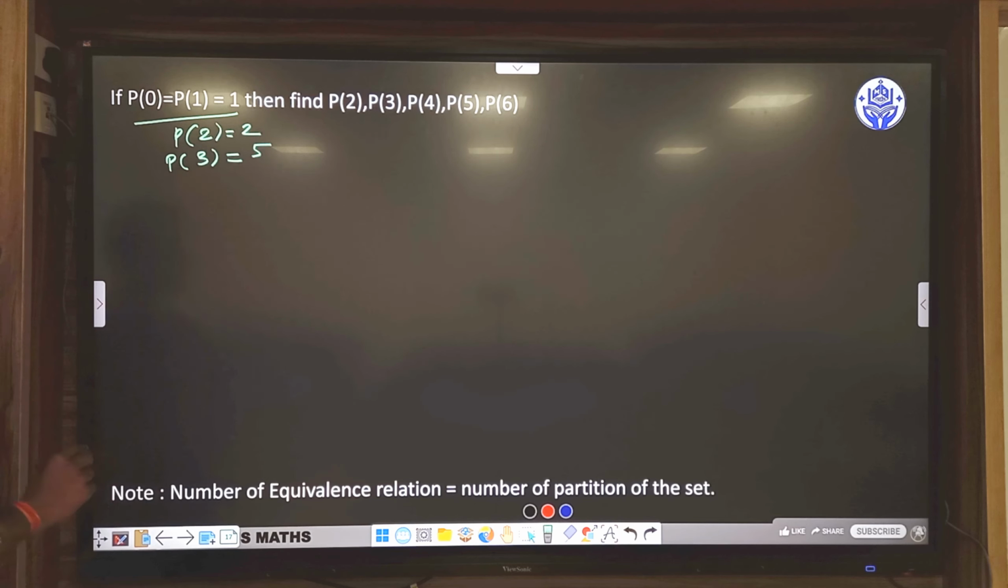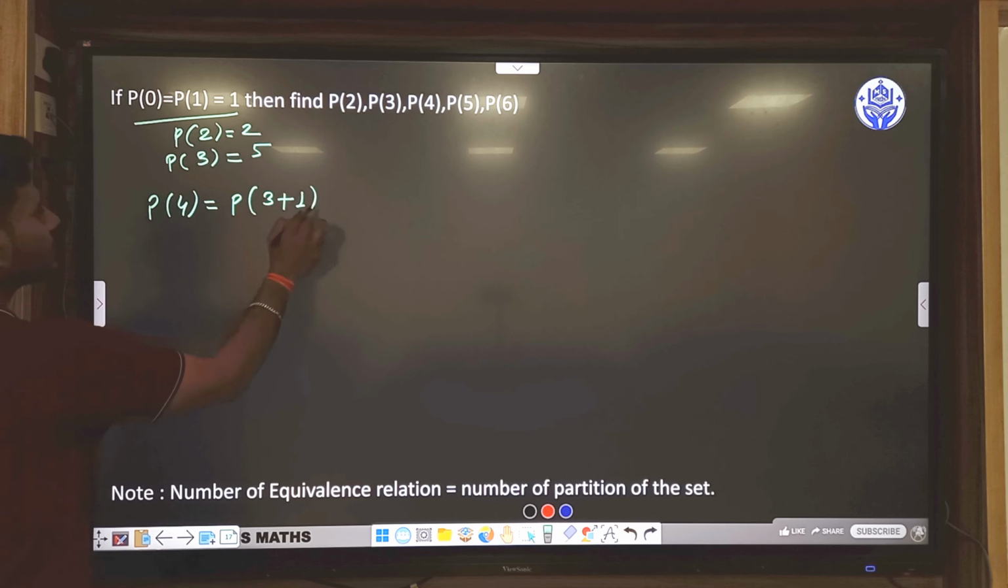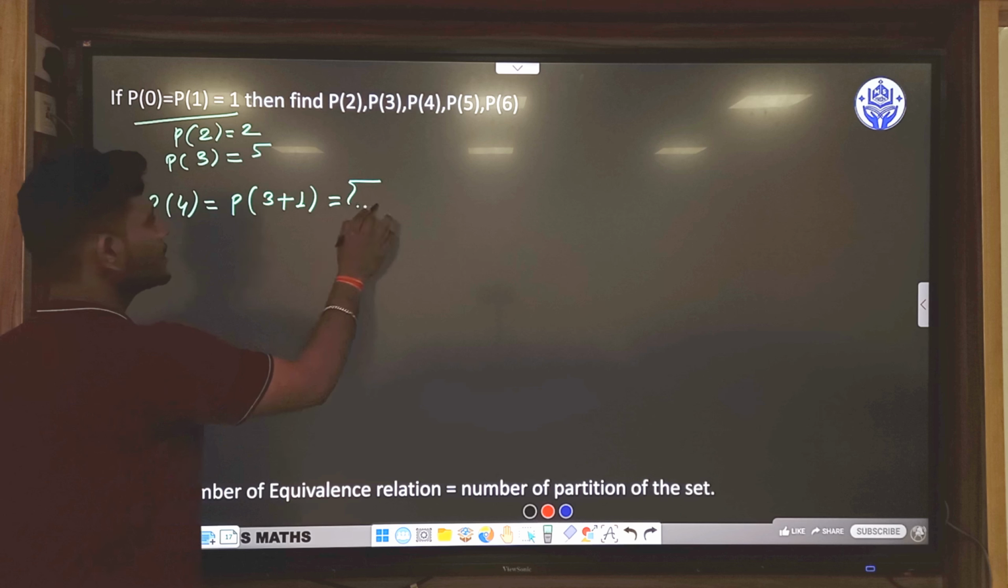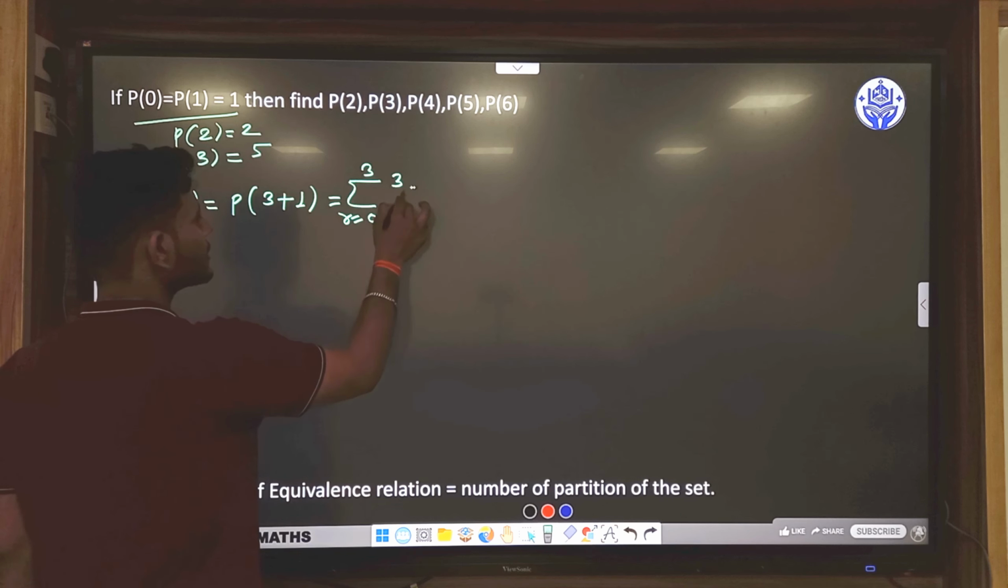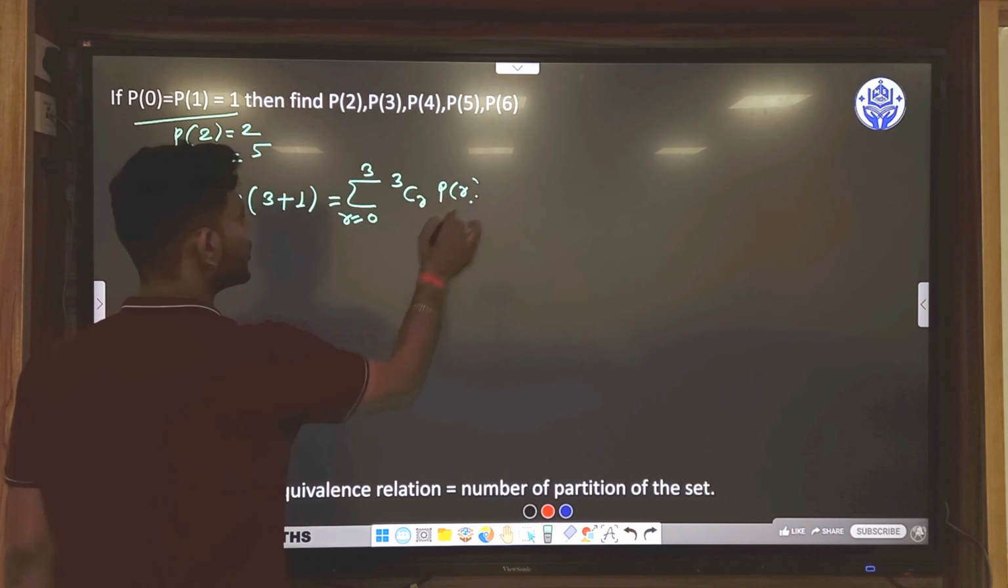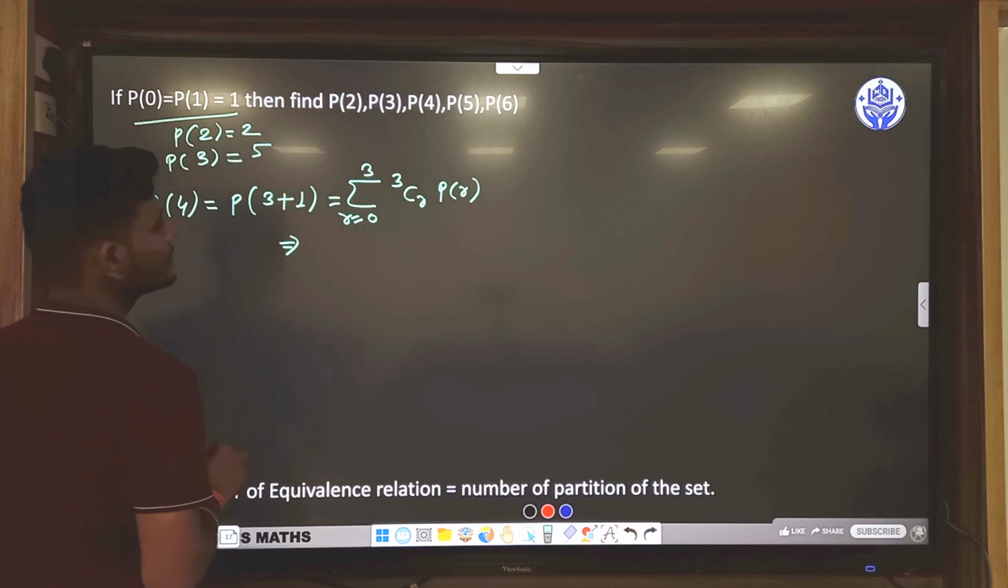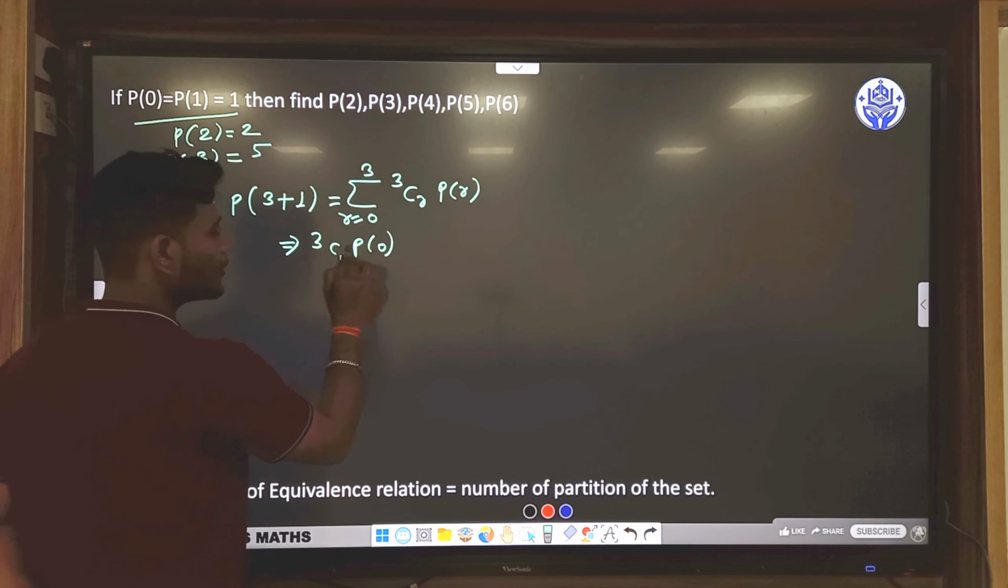Can I find P4? Yes, I can. P4 is nothing but P of 3 plus 1, which means the summation for r from 0 to 3 of 3Cr P(r). Now, what do we mean by this? It is nothing but 3C0 P0. We have the value of P0.